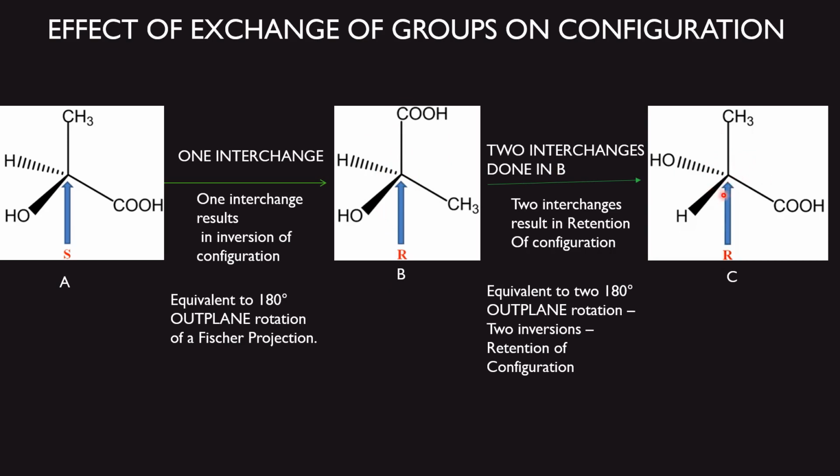So one interchange is resulting in inversion. One more interchange is doing another inversion that results in the retention of the original configuration. And this interchange of two groups is equivalent to two 180-degree out-of-plane rotations or two inversions in a Fischer projection. This also we will be discussing.